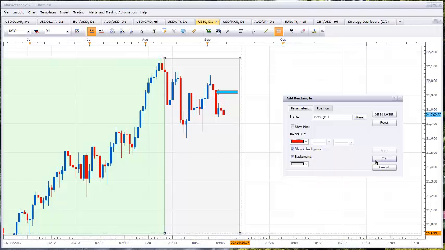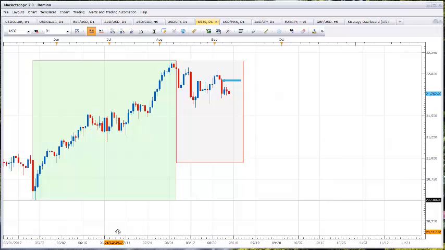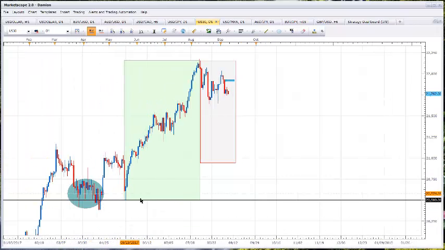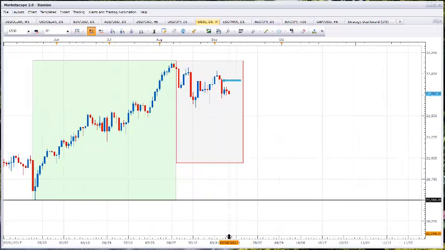Let's go back to the same color. There it is. And there was the base of the move and the support point at 20,500. So price has been acting very badly for the bulls from the 4th.